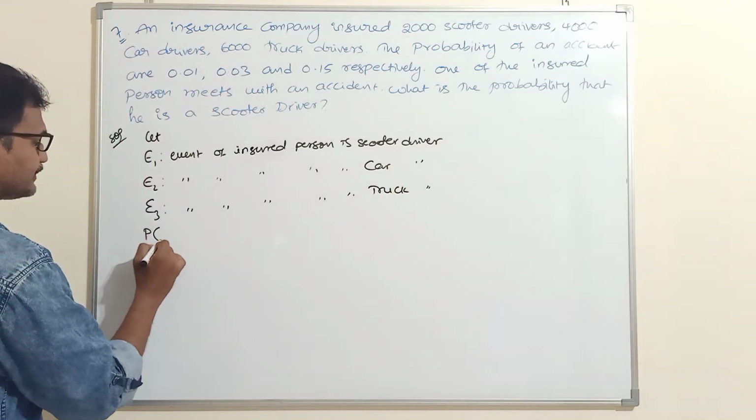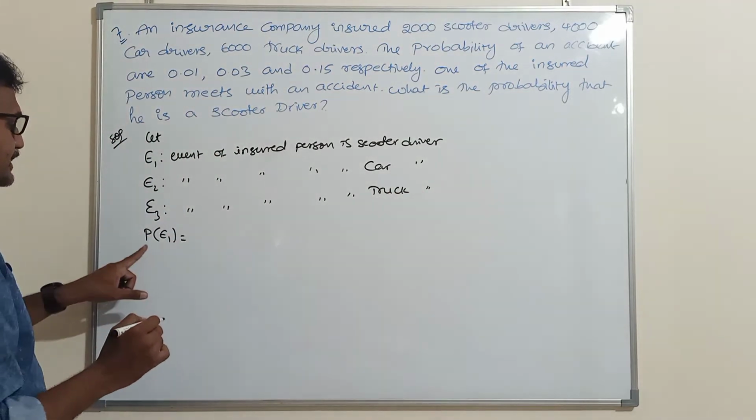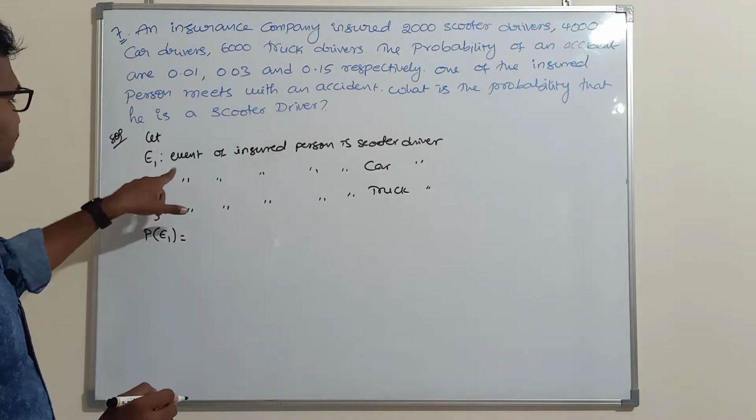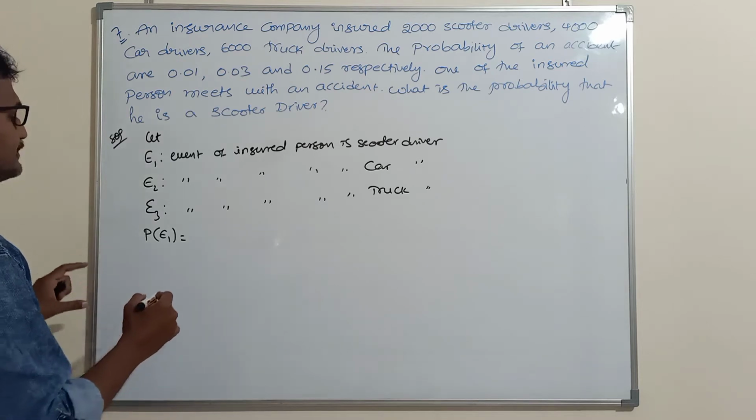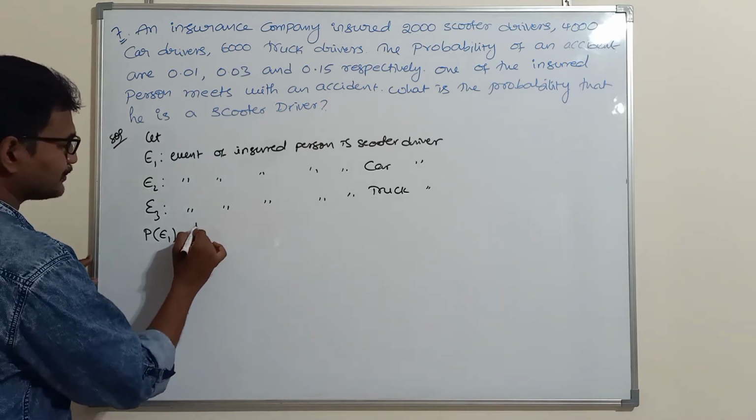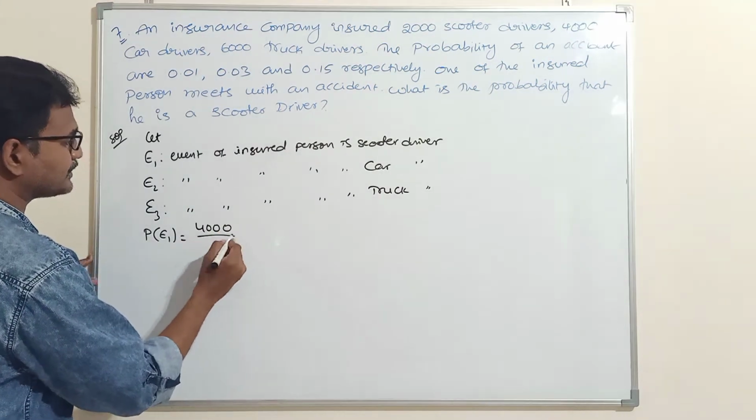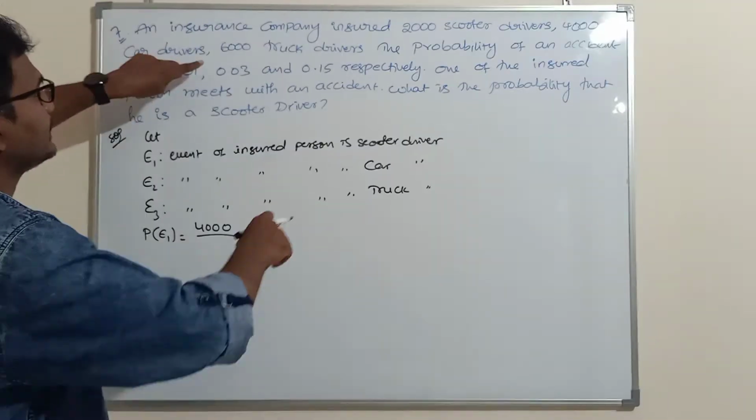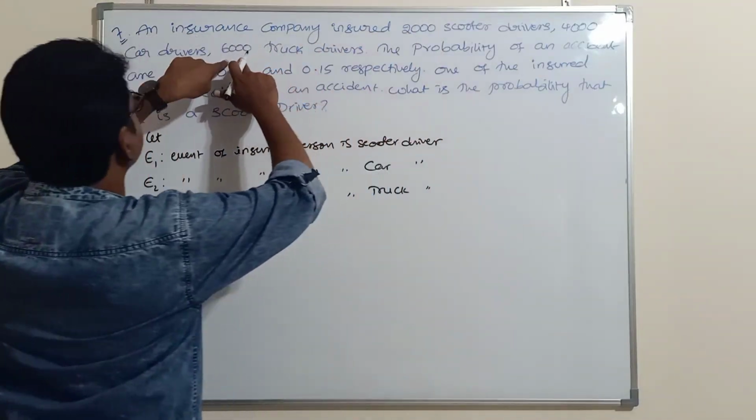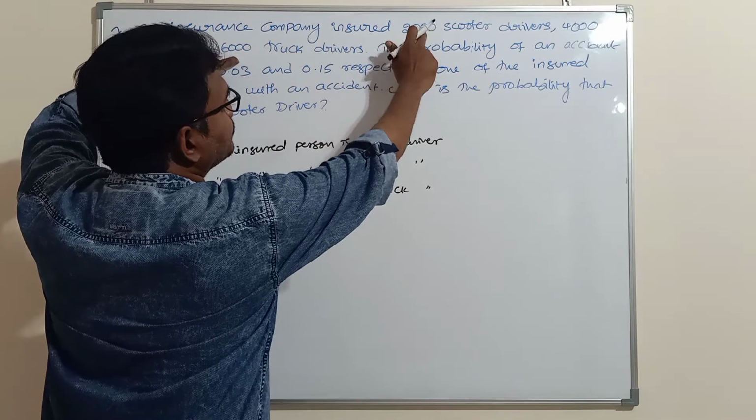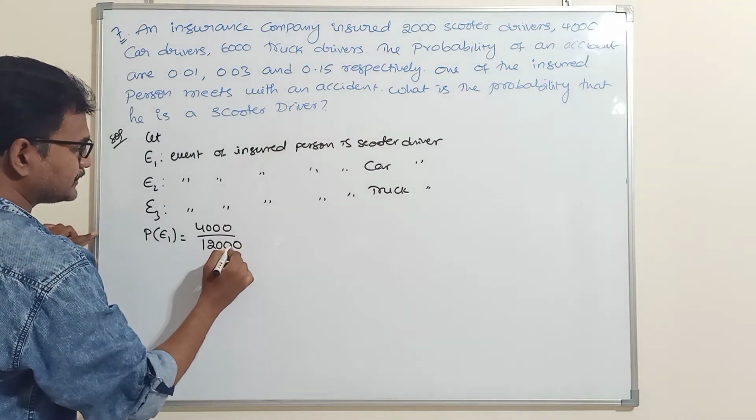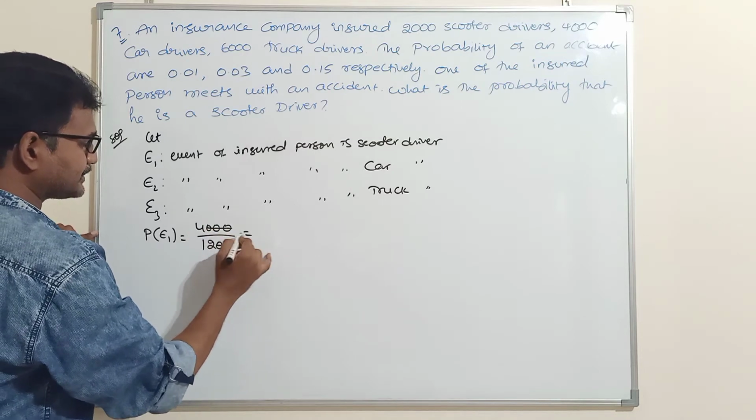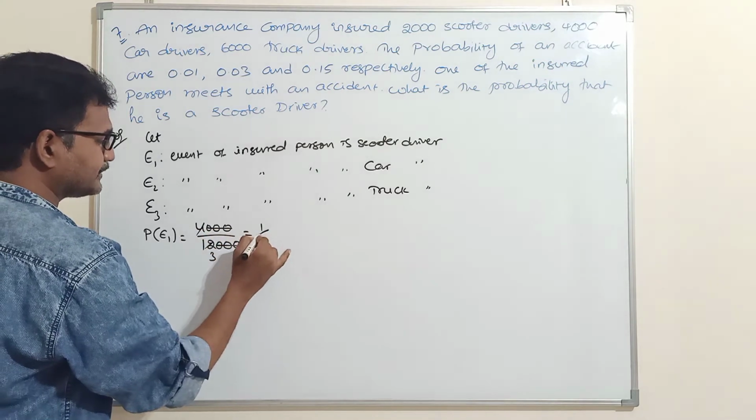Then what is P of E1? Probability of the event that the insured person is a scooter driver is 2000 by the total. How many are there in total? 4000 plus 6000 is 10,000, plus 2000, total 12,000 are there. So 3 zeros get cancelled, and it is 1 by 6.